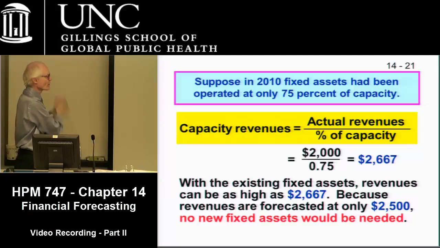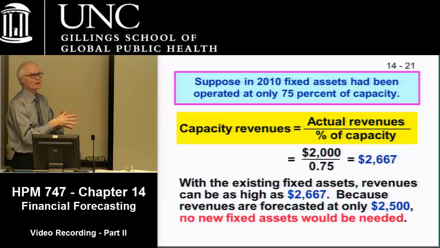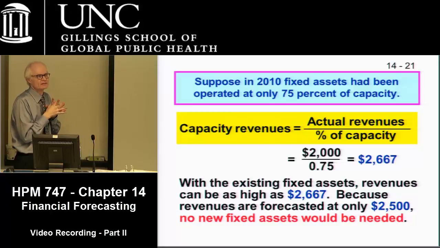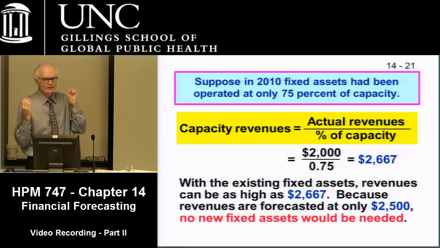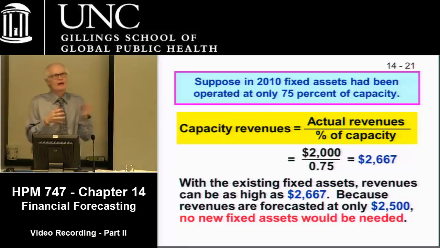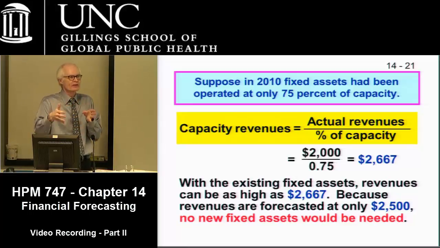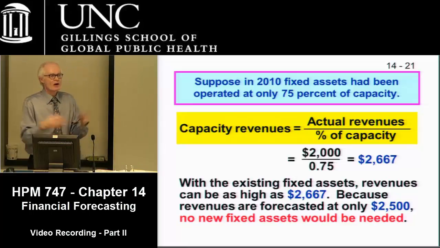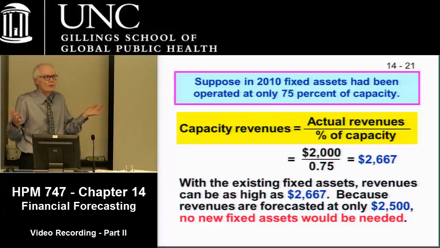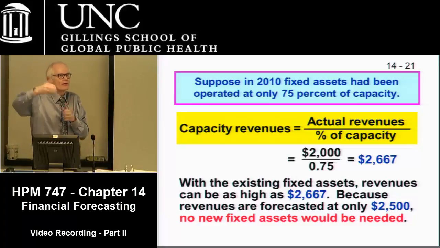But to go from where we are now to the $2.5 million, we do not need to add any additional fixed assets. So if we're a 100-bed hospital and we've got an average length of stay, I have to do all the arithmetic. We've got 60,000 patient days. We want to go to 70,000 patient days. If we've got an occupancy rate of 50%, we can absorb that increase in volume without adding another nursing unit, without adding any more beds.